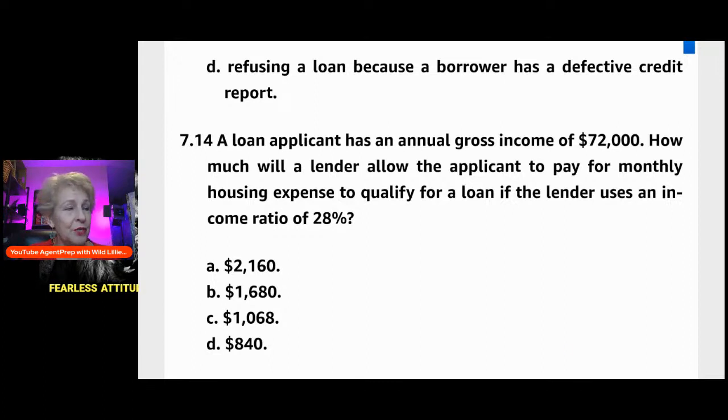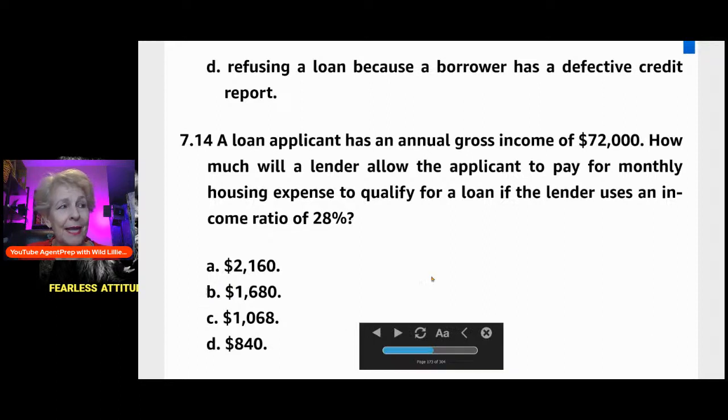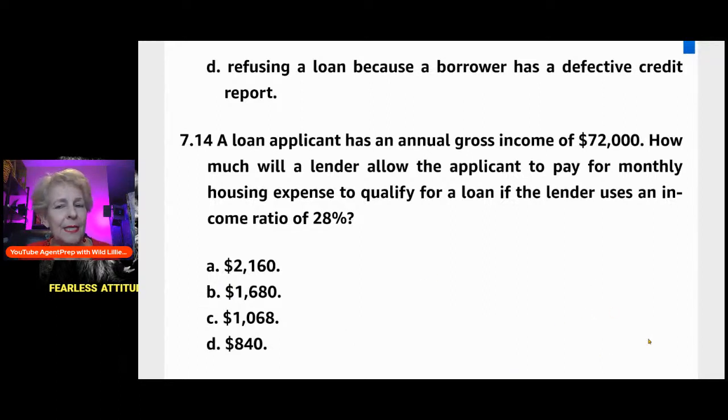So yes, you changed your answer to B, and the correct answer is B, 1,680. Number 14, B. Very good, Yeti.